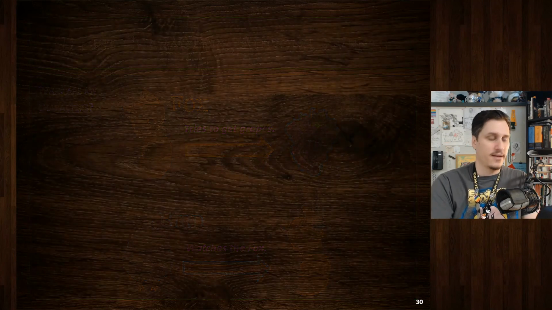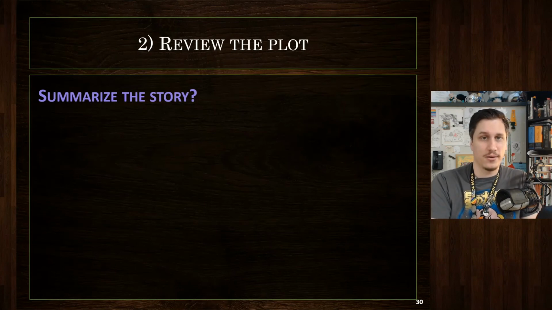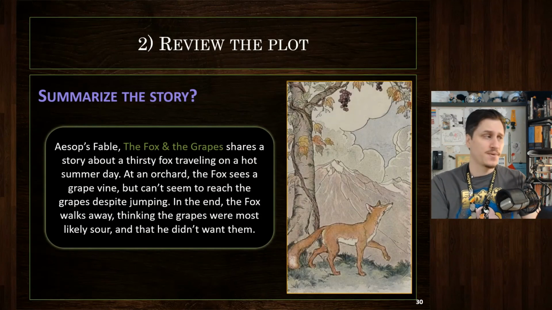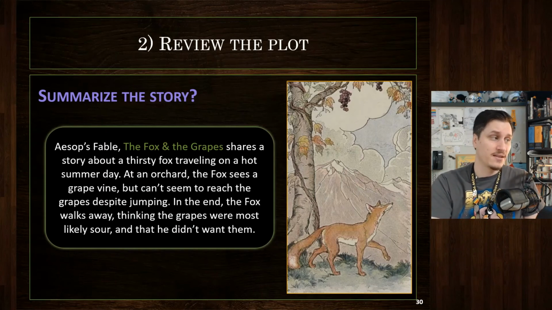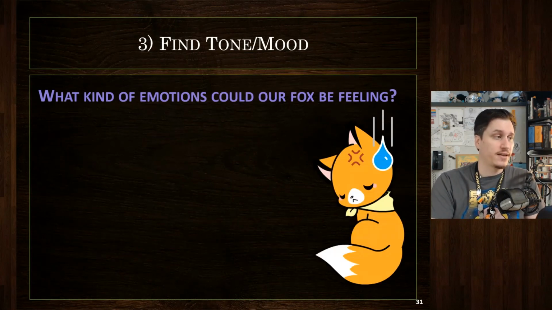Okay. Now, let's create a summary. Let's review the plot. I made a 3-sentence summary of this story, so here we go. Aesop's fable, The Fox and the Grapes, shows a story about a thirsty fox traveling a hot summer day. At an orchard, the fox sees a grapevine but can't seem to reach the grapes despite jumping. In the end, the fox walks away thinking the grapes are most likely sour and that he didn't actually want them. There you go. Okay, now we're going to move on. Just in case that was a little fast for you, I'm sorry.